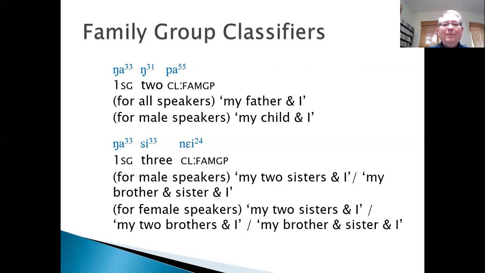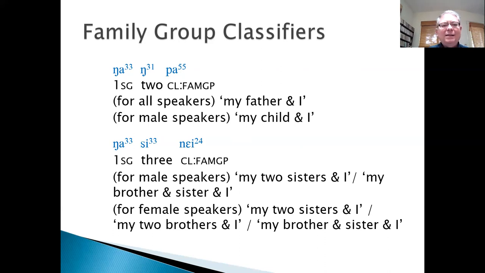So nasi ne, here ne refers to siblings, either all female siblings or a mixed group of female and male siblings. The numeral three tells you that there are three people in total being discussed, but you've got to figure out basically from context who all is being discussed. So if a man says nasi ne, then the interpretations are my two sisters and I, or my brother and sister and I. If a woman says nasi ne, then the interpretations are my two sisters and I, my two brothers and I, or my brother and sister and I.